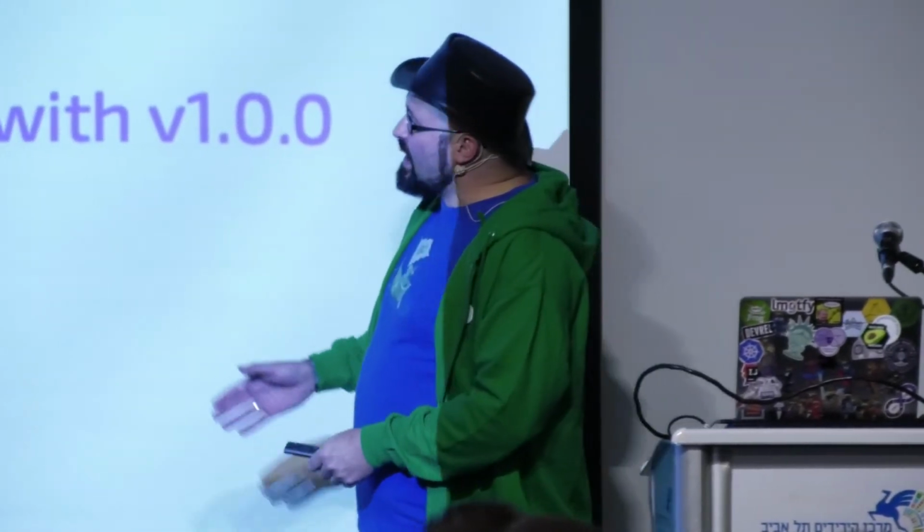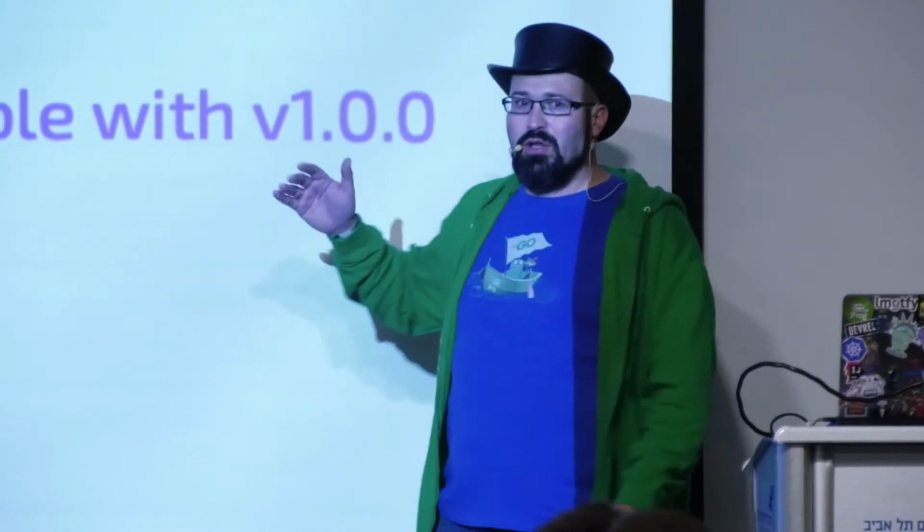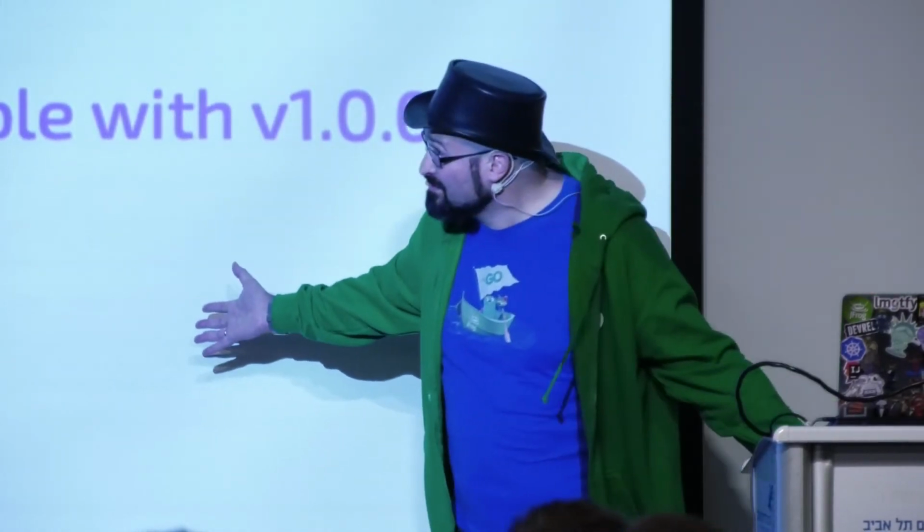The answer is, let's rely on semantic versioning. Which is kind of a naive approach, I would say. But let's pretend semantic versioning works. And let's pretend everything that is released after 1.0 all the way to 2.0 is actually compatible. Well, no. But that's the idea.